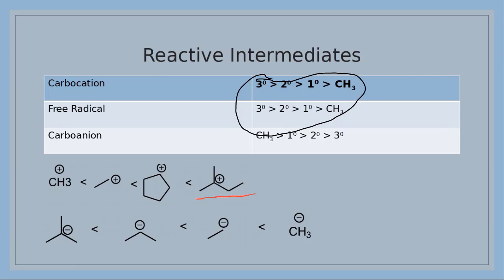Now we're going to look at two other factors to consider with these reactive intermediate stabilities.